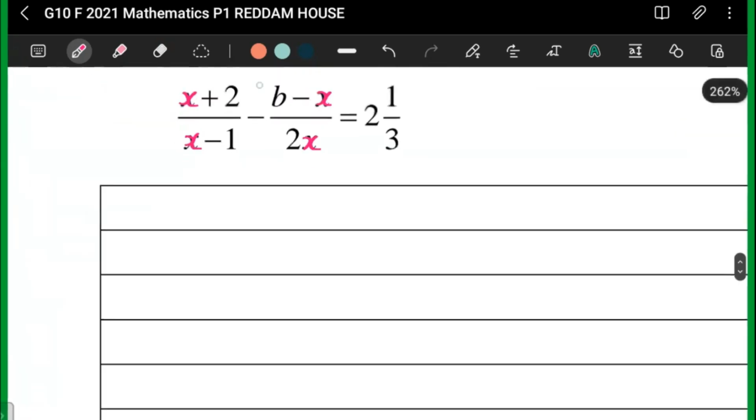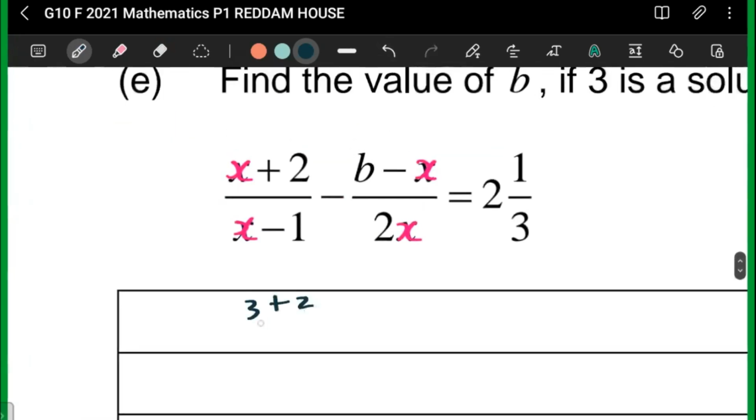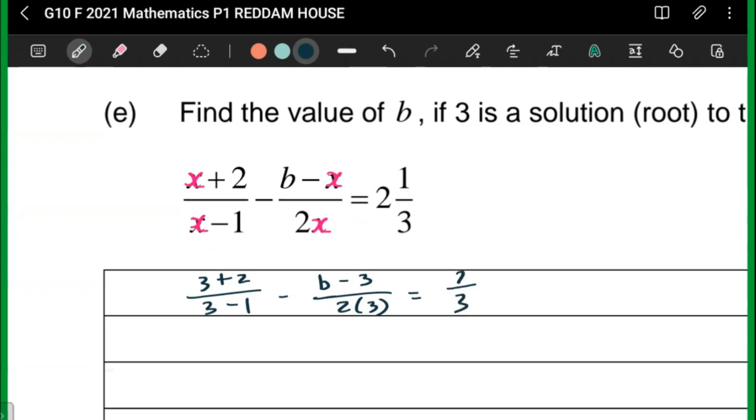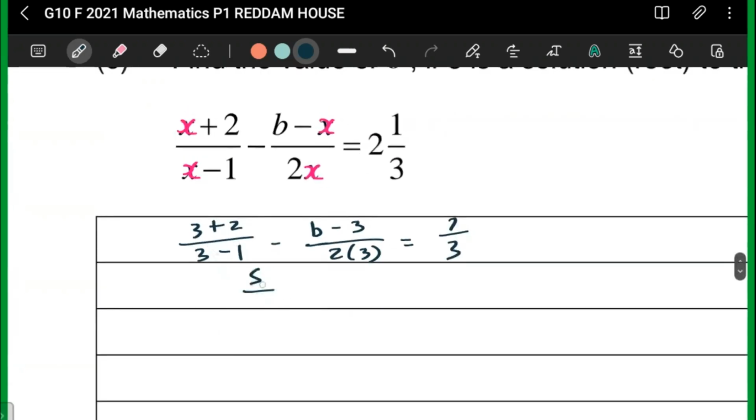So doing that, we're going to put there 3 plus 2 over 3 minus 1. And then we're going to put here b minus 3, 2 times 3. And then 2 with the third. I mean, we may want to write that as a mixed fraction. So 2 times 3 is 6, plus 1 is 7. There we go. Simplifying here, 5 over 2, b minus 3 is 6 here, 7 over 3.